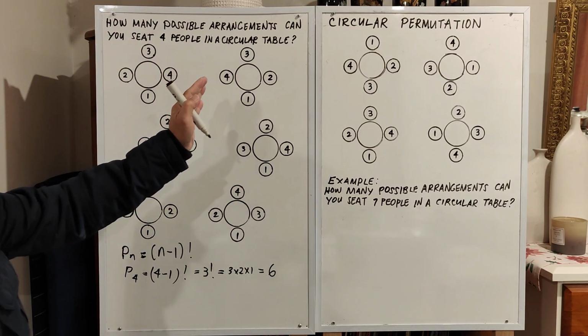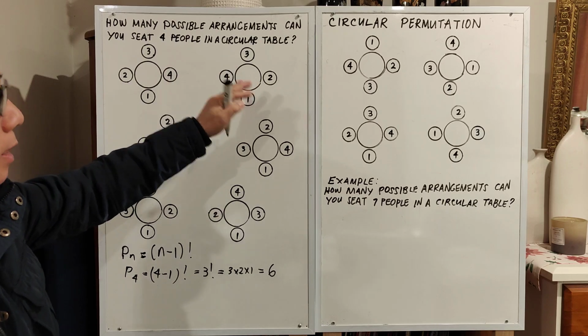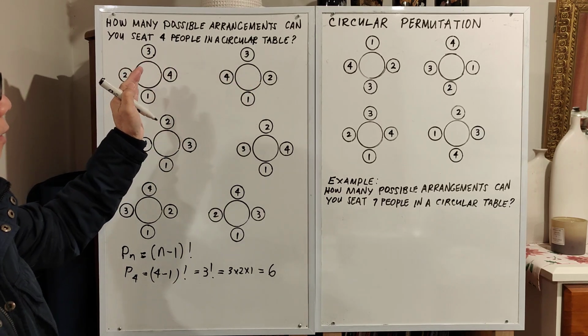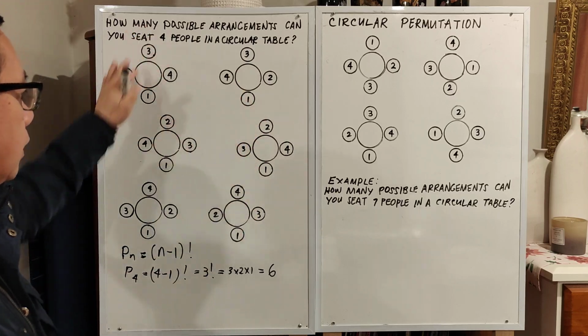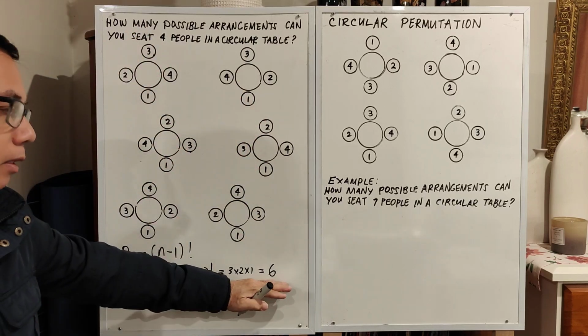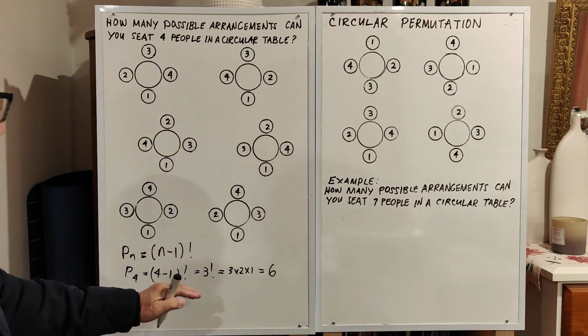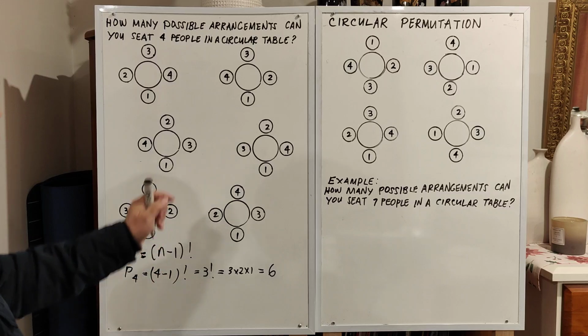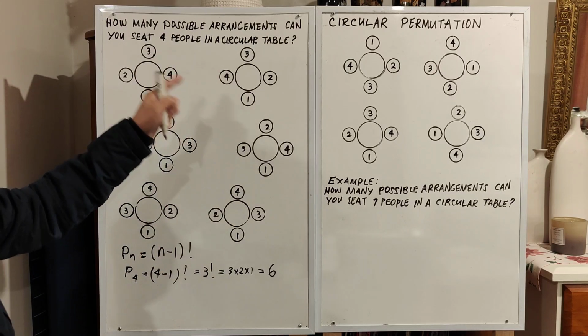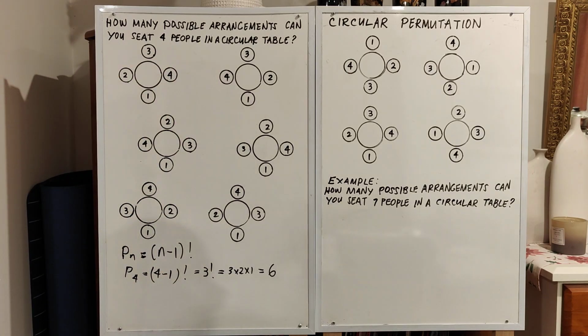Now, if you consider counterclockwise the same as clockwise, so these 3 will not be considered. We only consider this. So we just divide this by 2. So the number of arrangements will become 3 if you consider counterclockwise the same arrangement as clockwise.